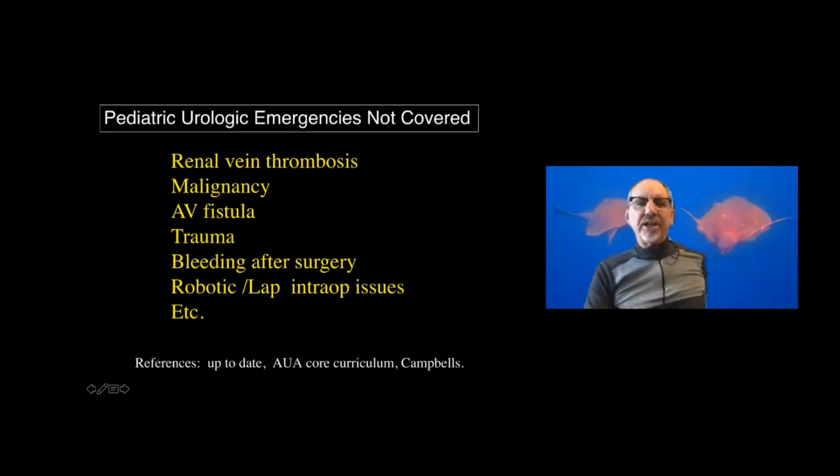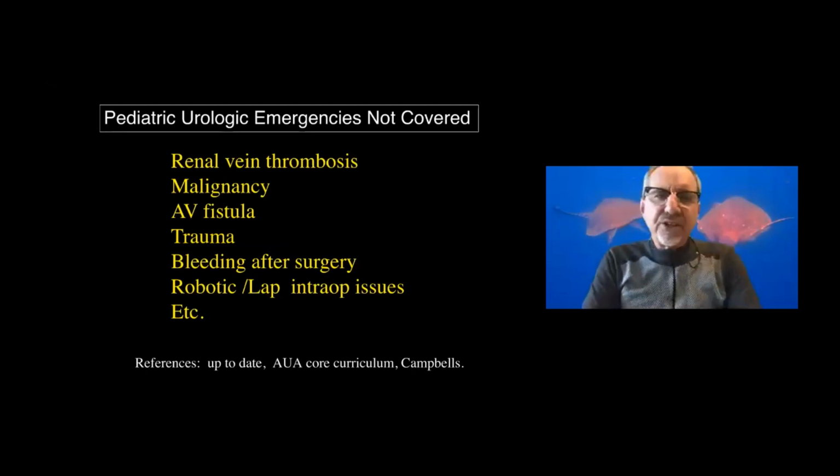So we covered a fair amount of pediatric urologic emergencies. There are many, many more: renal vein thrombosis, malignancy, AV fistula, trauma as a whole, another lecture, and then how we deal with bleeding after surgery, and now how we deal with bleeding during robotic surgery, etc. But these, I think, are kind of good varsity cases to think about. They allow us to hone in on how we want to deal with the emergency, but also set ourselves up for long-term success, which relates to temporary diversion, etc.